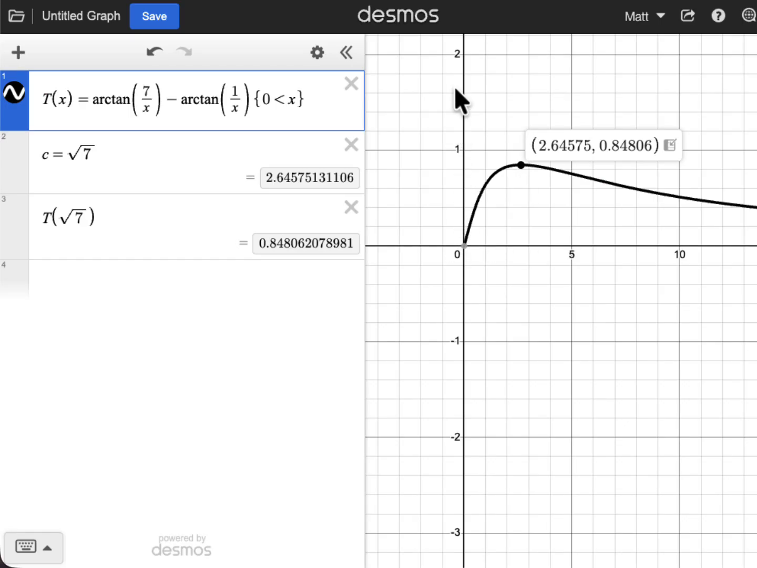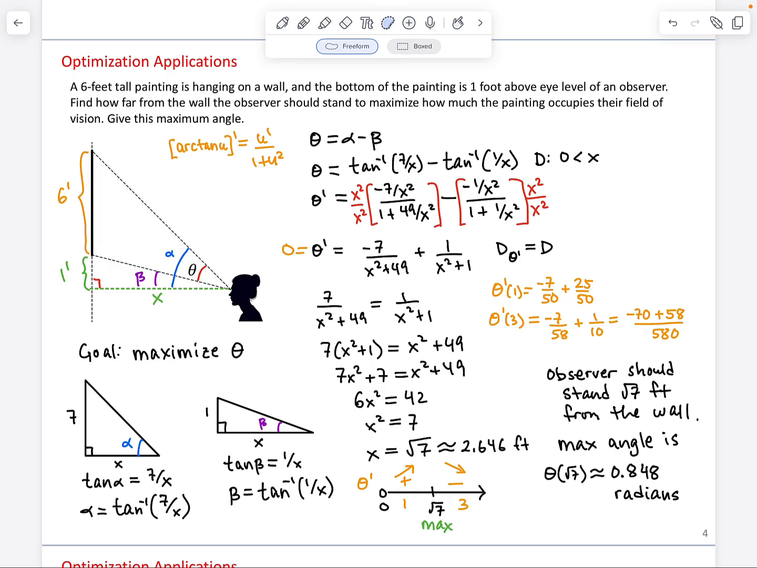Keep in mind that the vertical axis of our graph represents theta, and the horizontal axis represents x. So this first coordinate is an x coordinate. The observer should be 2.64575 feet away from the wall in order to have a maximum theta of around 0.84806 radians. Okay, let's go to the next page.